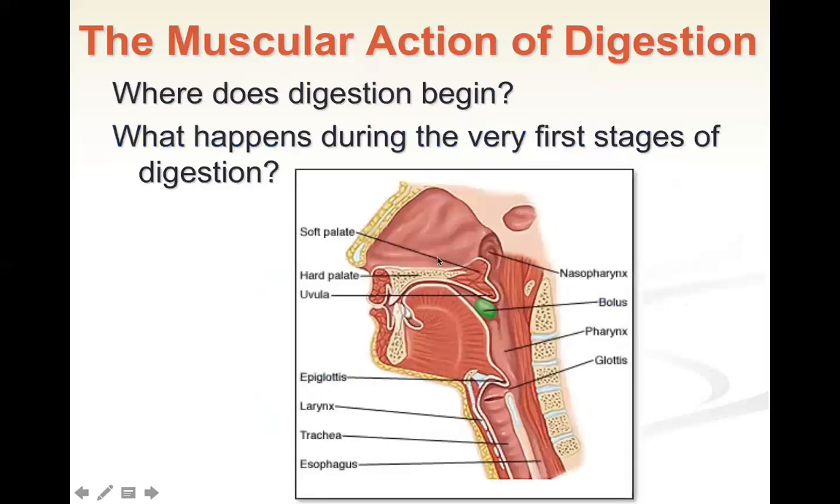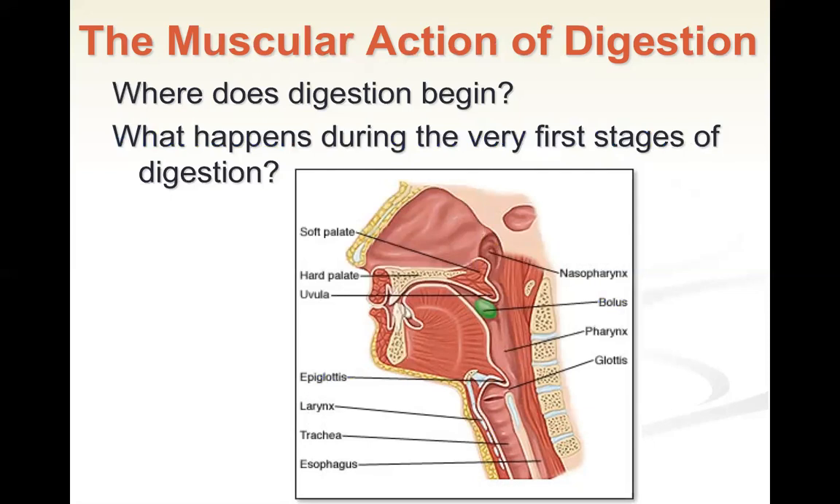So in the mouth, digestion actually does begin in the mouth. And there's multiple things that can happen in the mouth to aid in digestion. For example, we chew our food, and our teeth do some what's called mechanical digestion or physical digestion by breaking the food into smaller particles and increasing the surface area of the food.